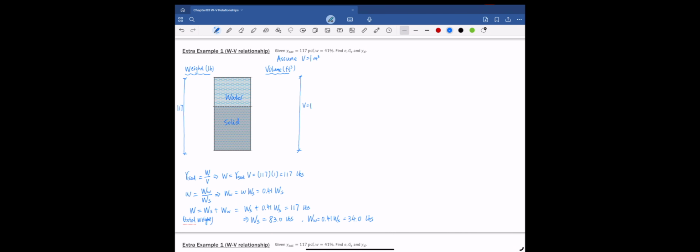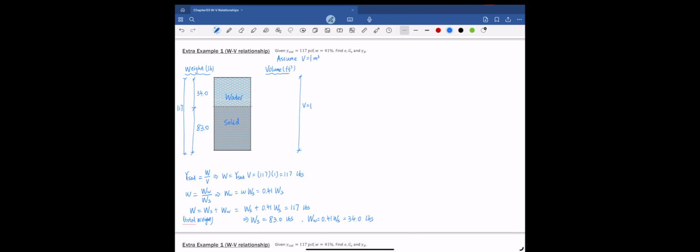So we have both weight of solids and weight of water calculated. We can put these two numbers on the phase diagram: 34 pounds for the weight of water and 83 pounds for the weight of solids. Now we need to cross over to the volume side.